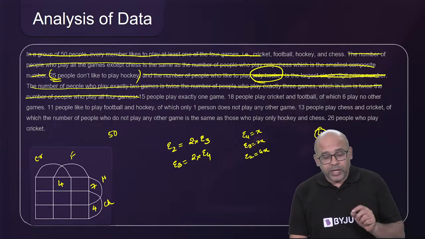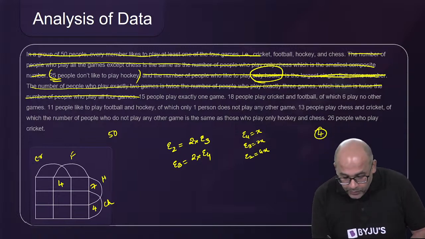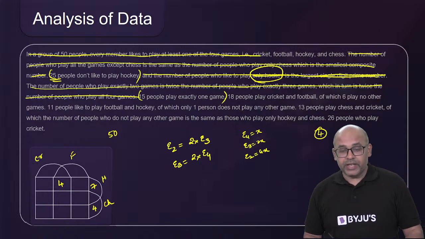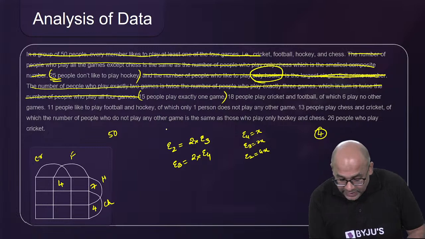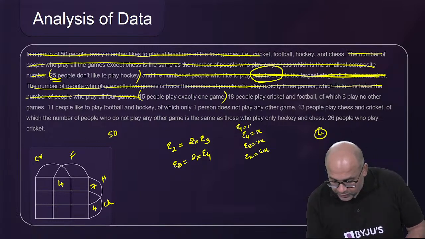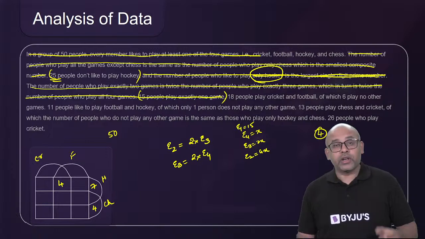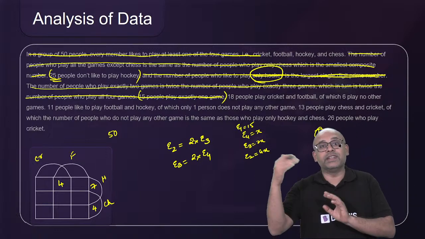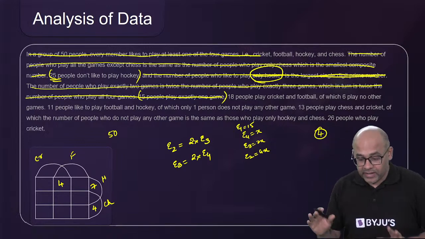Next, 15 people play exactly 1 game. Exactly 1 game is 15. I'll write it and close it. So exactly 1 is 15. So this also I have utilized. Utilized means I have written it down, so it's not in sentences anymore. It is concretely written there in equations.